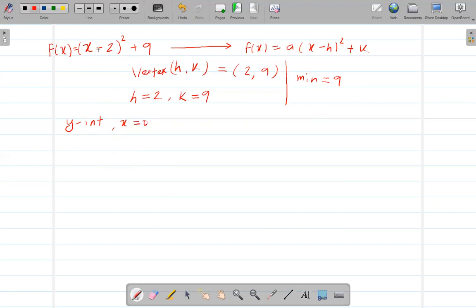We can also change this f of x to y. So y equals, with x being 0, 0 minus 2 squared plus 9, which is negative 2 squared, which is 4, plus 9, or just 13. So the y-intercept point is 0, 13.